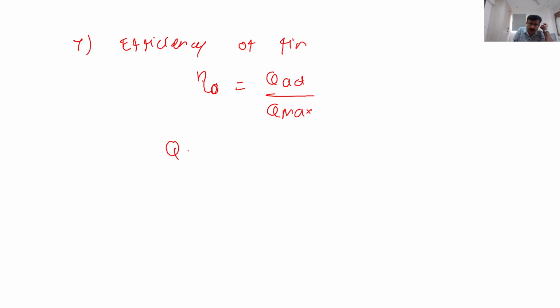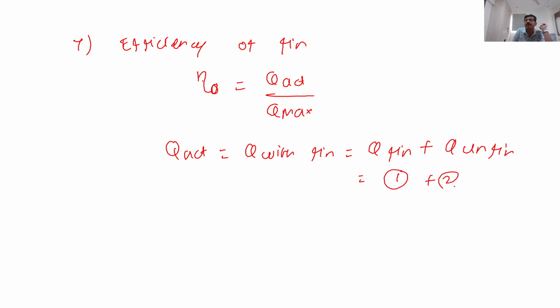Now what is Q actual? It is already known to you. Q actual means Q with fin. What is Q with fin? Q fin plus Q unfin, means equation 1 and equation 2. That is already calculated. You know the formula for Q actual, that is Q with fin. So if we add equation 1 and 2, you will get Q with fin. That is only Q actual. Now only the denominator Q max remains.